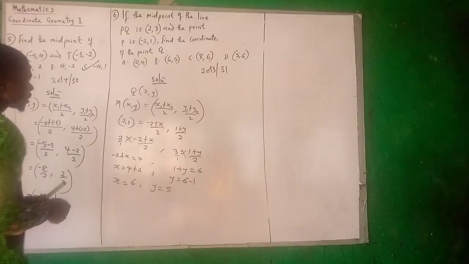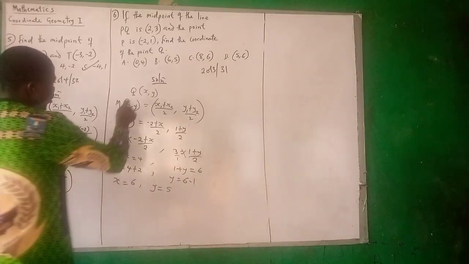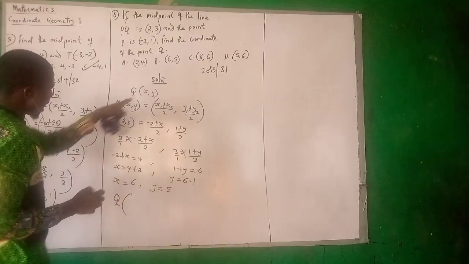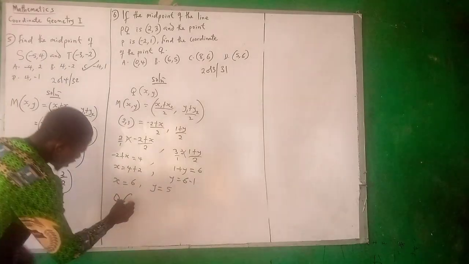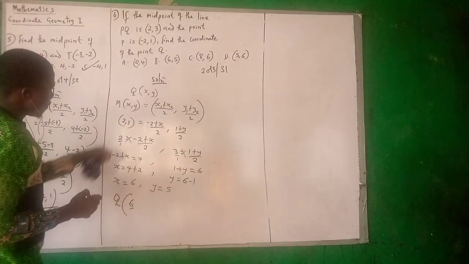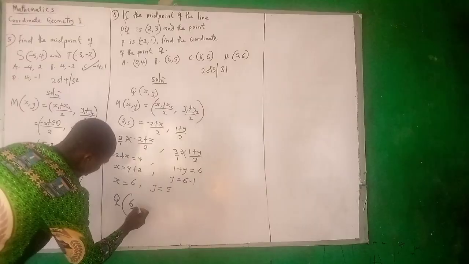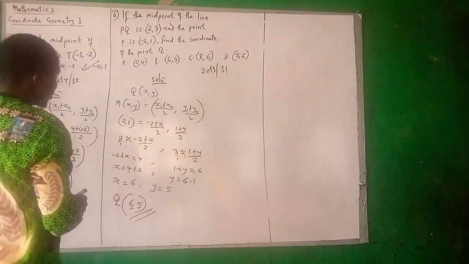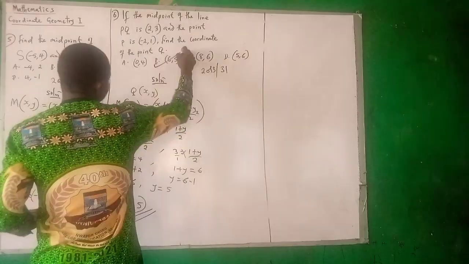Now, the coordinate which you are asked to find, coordinate of Q, becomes my x is what? Is 6. My y is what? Is 5. And that is your answer. Which answer is that? 6, 5 is option B.